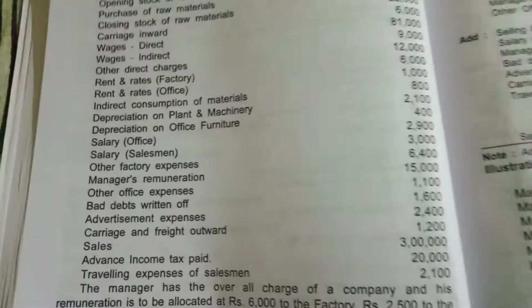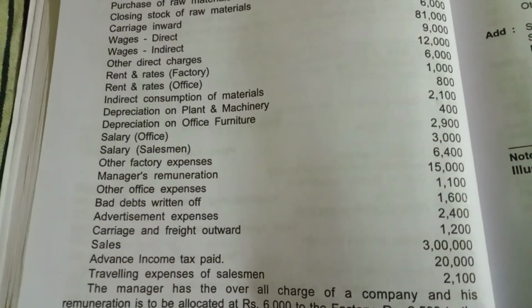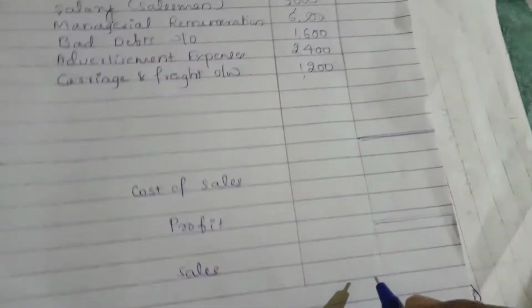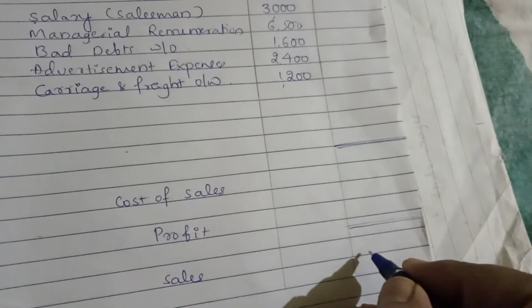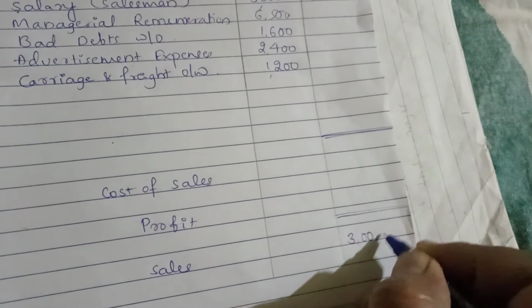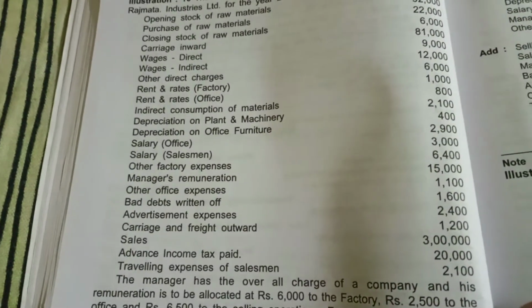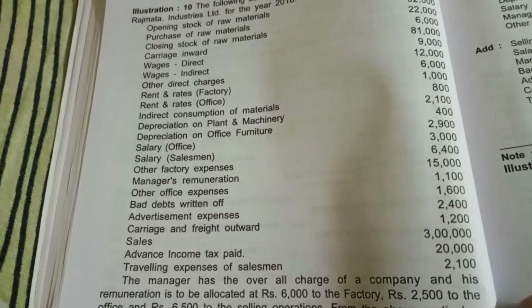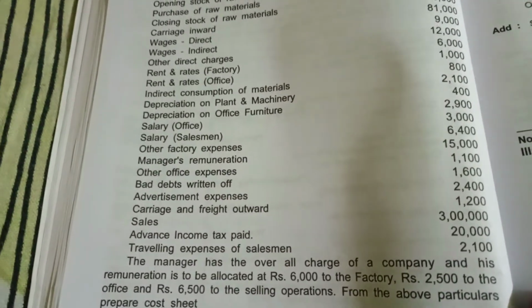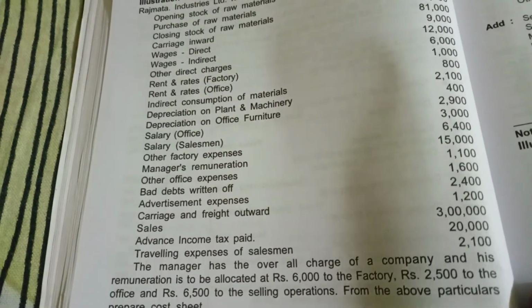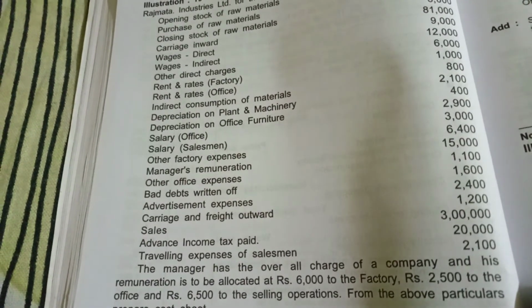Next, go through the next item, sales. As we know, this can be shown at the end of the statement itself, amounted to rupees 3 lakhs. The amount of sales made by the company is 3 lakhs, and I will show it at the end of the statement. Next item, advance income tax paid. This is not going to appear under the cost sheet because it is a purely financial item. That is why it will not be accounted under the cost sheet.